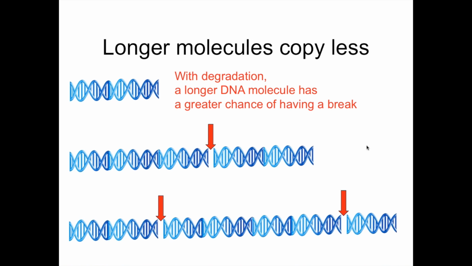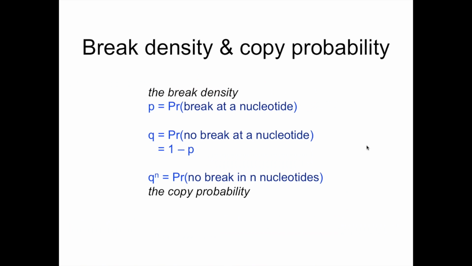And once the fragment becomes longer and longer, then the chance of 2 or 3 or more breaks increases, and so there's a chance of at least one break. And then again, that fragment will become invisible to the PCR readout process. So let's take a look at the density of breaks and the probability that a copying event actually occurs.